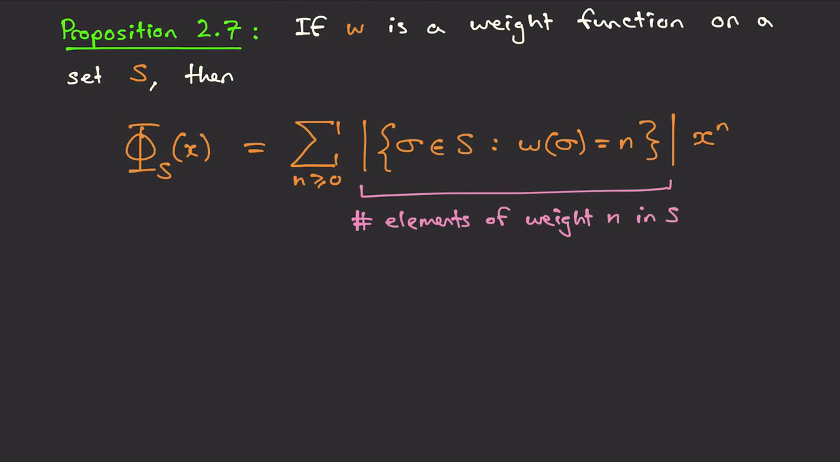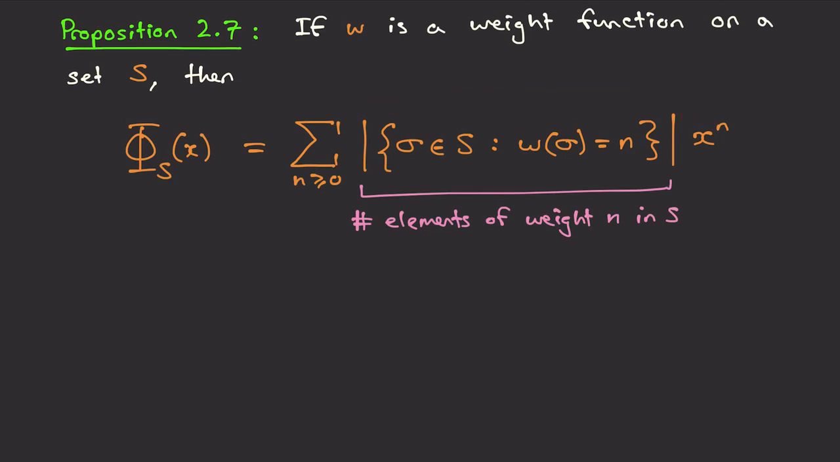This is the exact same equality that we saw two examples of on the first slide. It says that the generating series for a set S with respect to a weight function w is the same as the sum over all n at least 0 of the number of elements of weight n in S times x to the n. In other words, the coefficients of this series count elements of each particular weight.